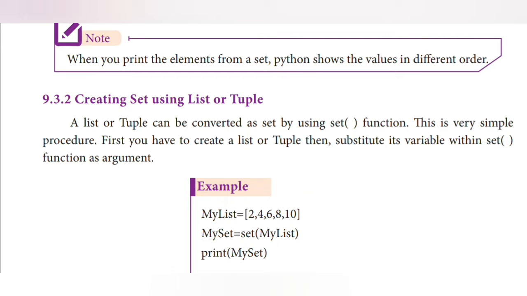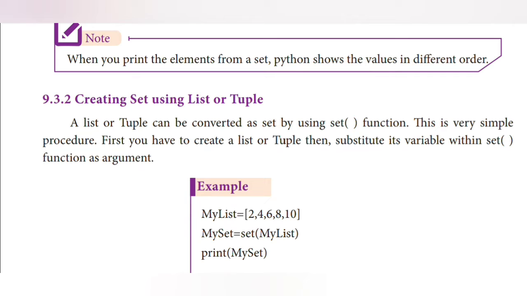Now you can see how to create a set using a list or tuple. If you want to convert list or tuple elements into a set, that is also possible in the Python programming language by using the set function. That is very simple. First you have to create a list or tuple, then pass its variable to the set function as an argument.